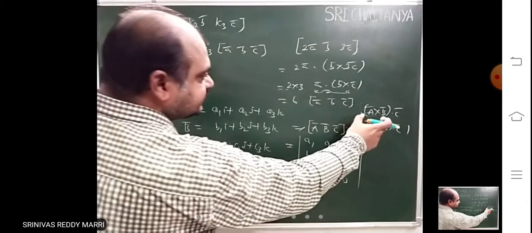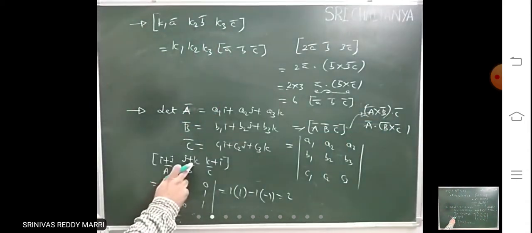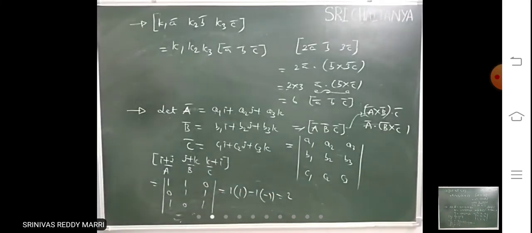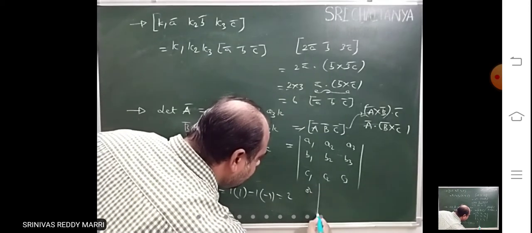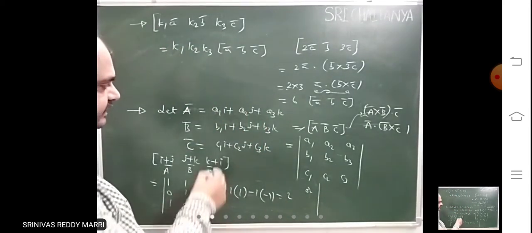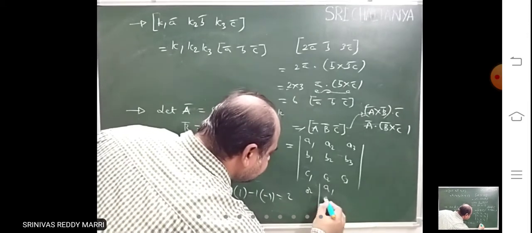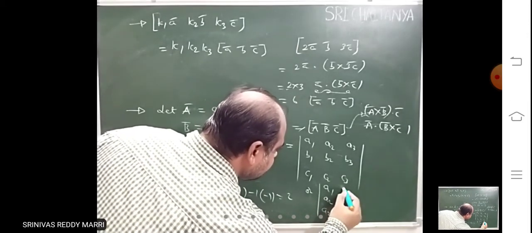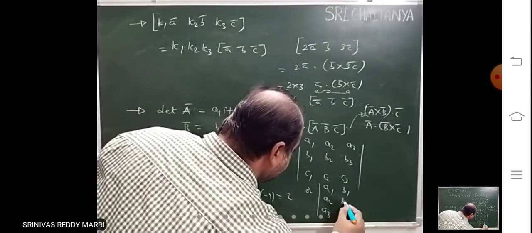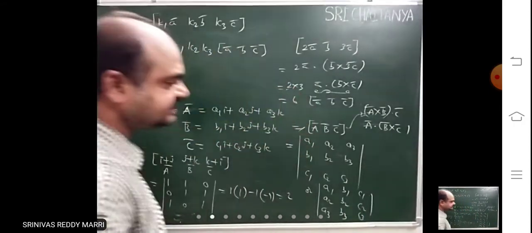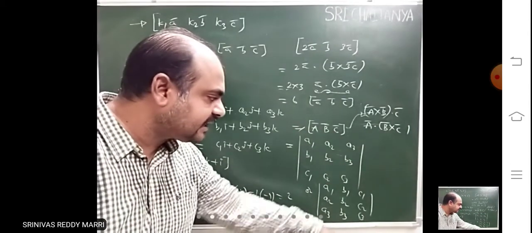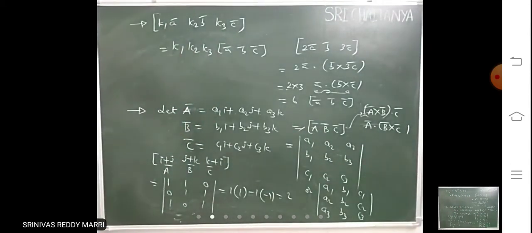You can calculate A cross B and take the dot product with the third vector, and you will get this value only. You can write it like this, or you can write it like this also: the first vector in the first column, the second vector in the second column, the third vector in the third column. Anything is correct. Whether you write row-wise or column-wise, you will get the same value for the determinant.